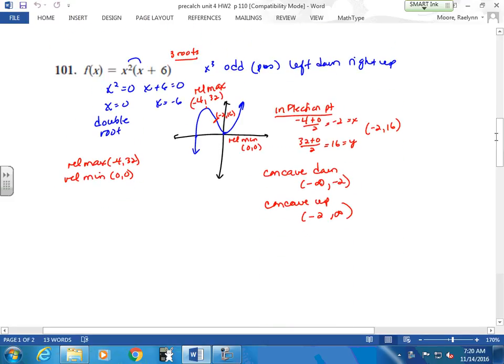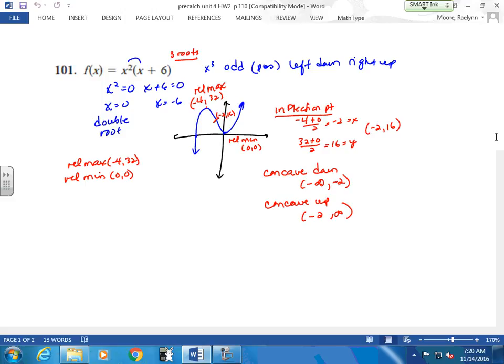So we can see that the highest exponent is a 3. 3 roots, 2 turns, 1 inflection point. Put it in your calc if it helps you. Left side down, right side up. It's a cubing function. Domain and range are both all real numbers. This is nice about the cubing function.